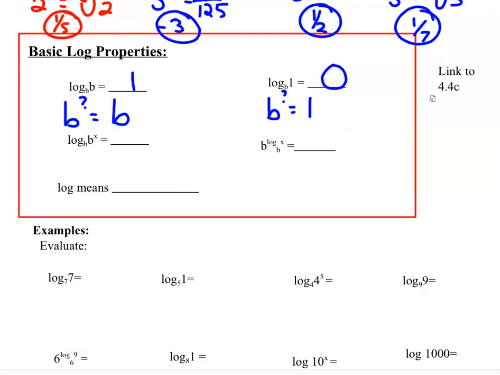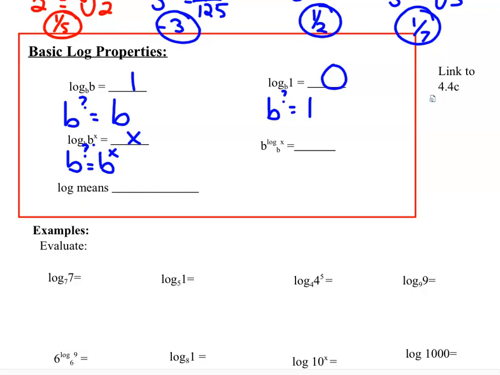All right. Our next one says b to some power is supposed to get us b to the x. So what's our power? An x. So if our base matches the number being raised to the power, our answer is just our power.